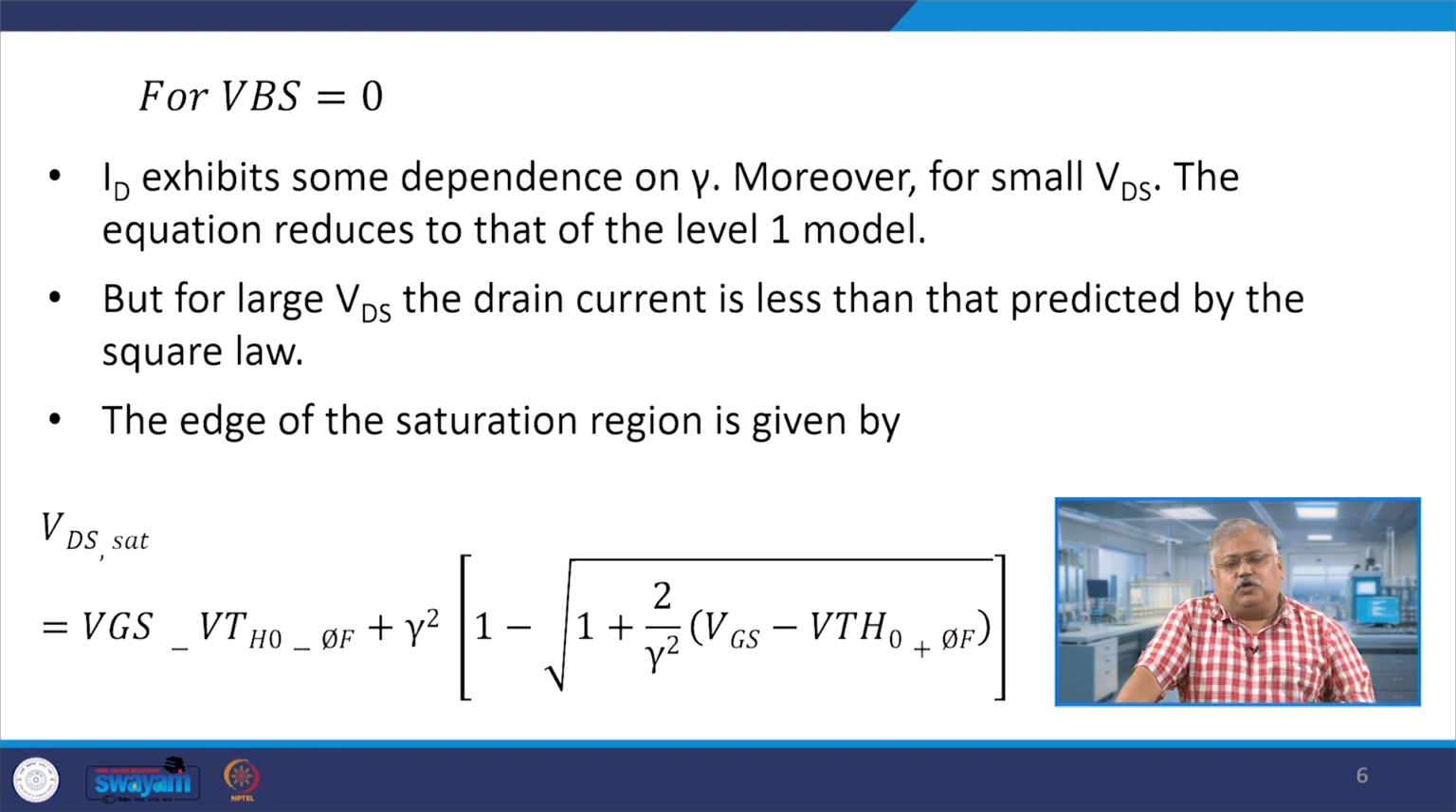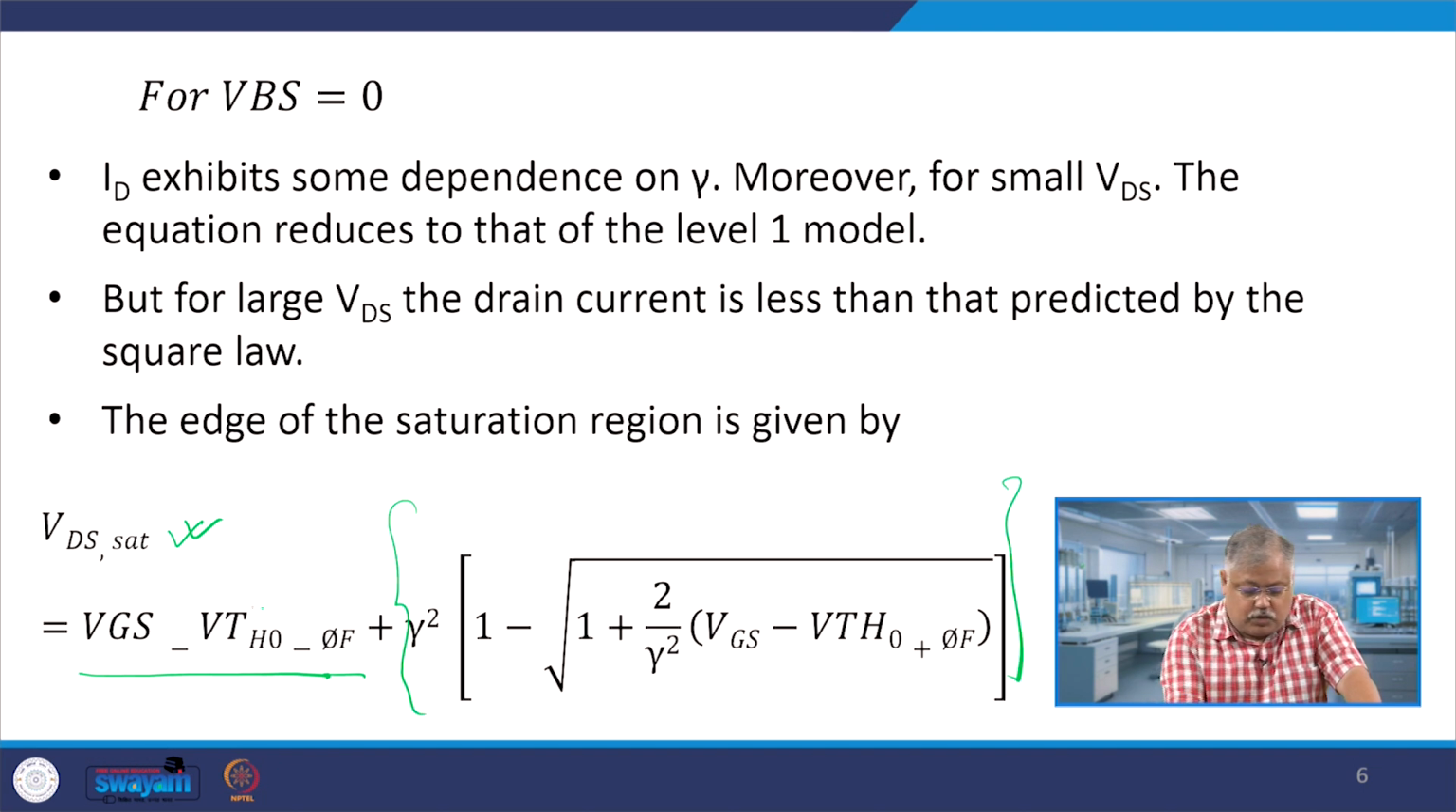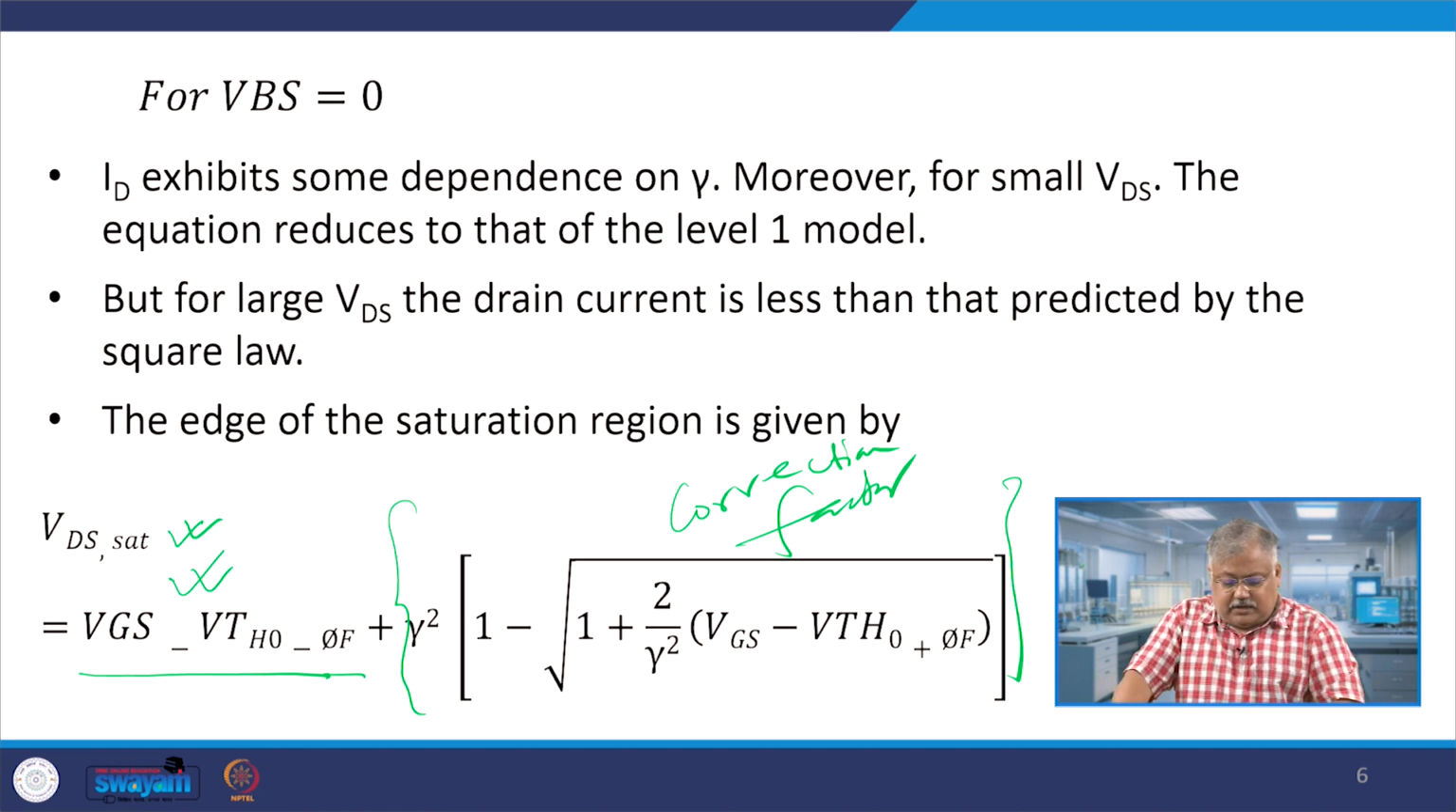And typically, if you take VDS to be very small, then the whole equation which we have pointed out in the previous slide actually boils down to the level 1 model, right, and therefore it predicts a value of current which is slightly less than the square law current predicted by level 1. The edge of the saturation region is given by VDS sat and is given as VGS minus VTH 0 minus phi f plus some quantity here. This we have already studied during our basic device physics, but this is sort of a correction factor which comes into the picture.